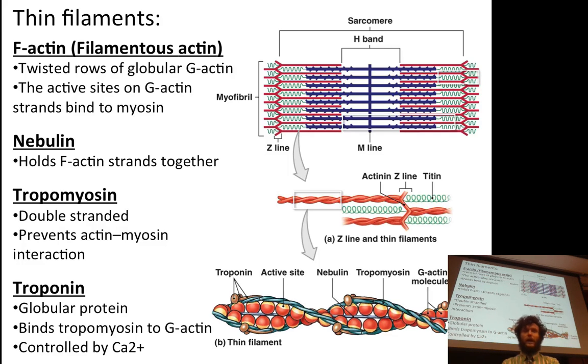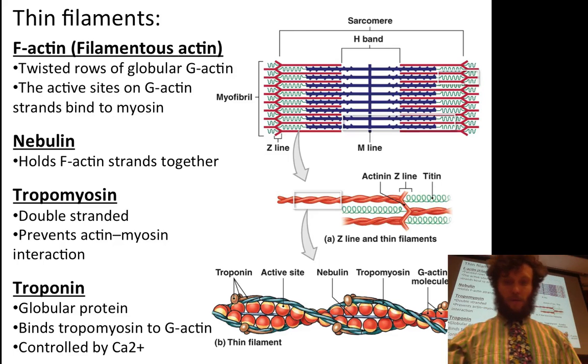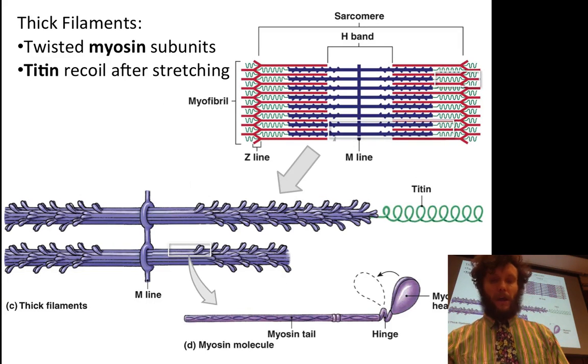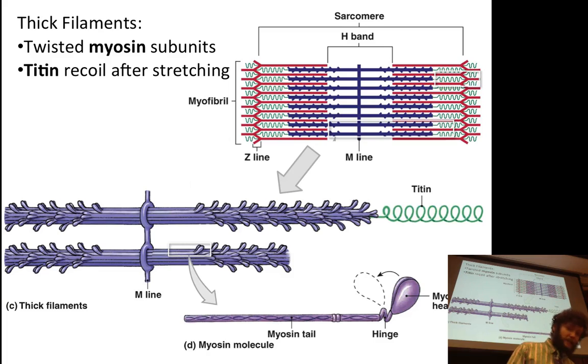Troponin is a small globular protein, which is basically just stapling the tropomyosin down onto that helix. And troponin is itself regulated by the presence of calcium 2+. So when calcium is available, it's going to bind to troponin, roll tropomyosin off this active site, and then we can have contraction. So calcium is going to act as the molecular trigger on this whole show.